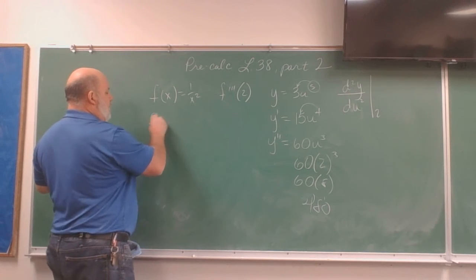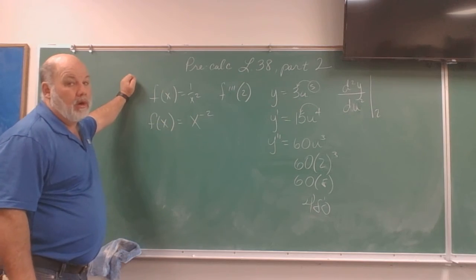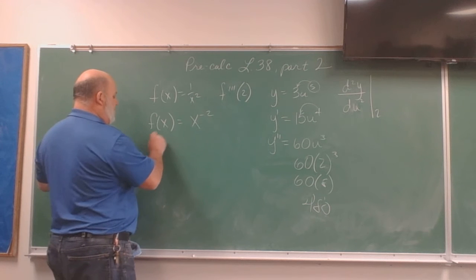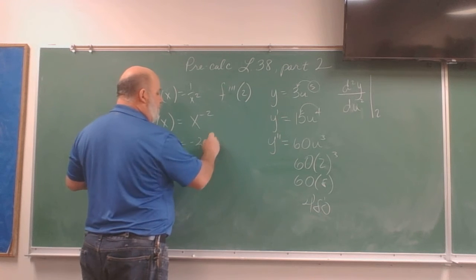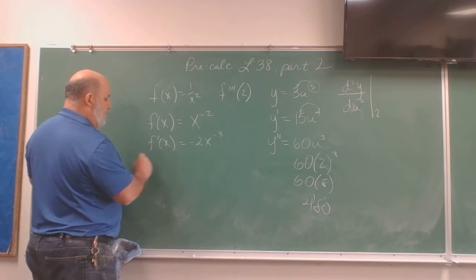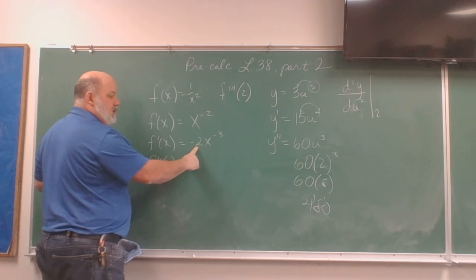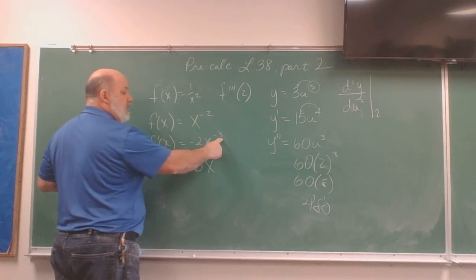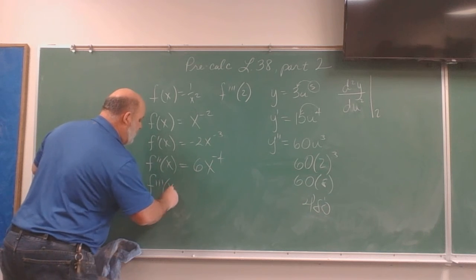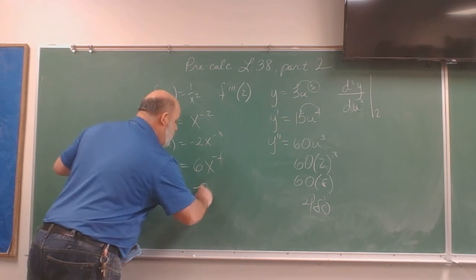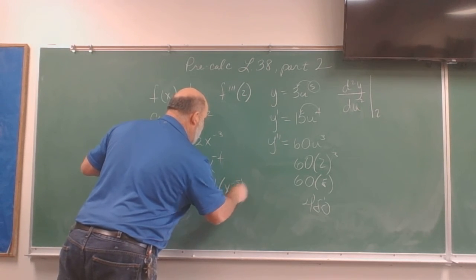We have to change this 1 over x squared into x to the negative 2 power. Okay, first derivative, negative 2 comes to the front. Subtract 1 from negative 2, we've got negative 3. Second derivative, f double prime of x. Negative 3 comes to the front, gets multiplied by negative 2. Positive 6. Subtract 1, I've got x to the negative 4 power. Third derivative, negative 4 jumps to the front, negative 24, and we have x to the negative 5 power.